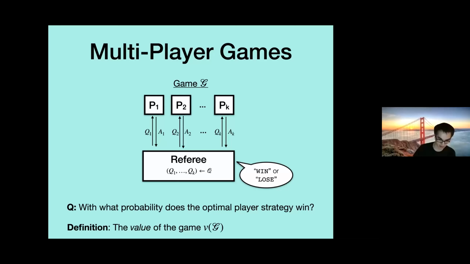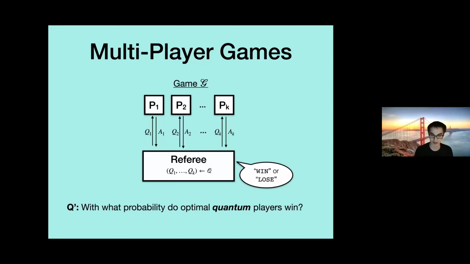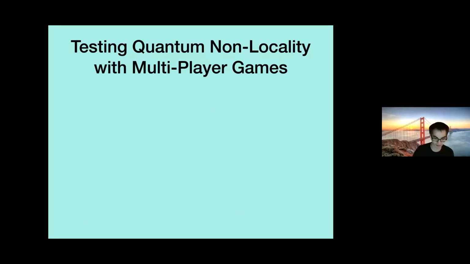QIP is what's the probability that the players can win the game if they're quantum. So if they start with some entangled state and they do their quantum whatever. And so this is called the entangled value of the game. A very simple way of testing that the world is actually quantum.